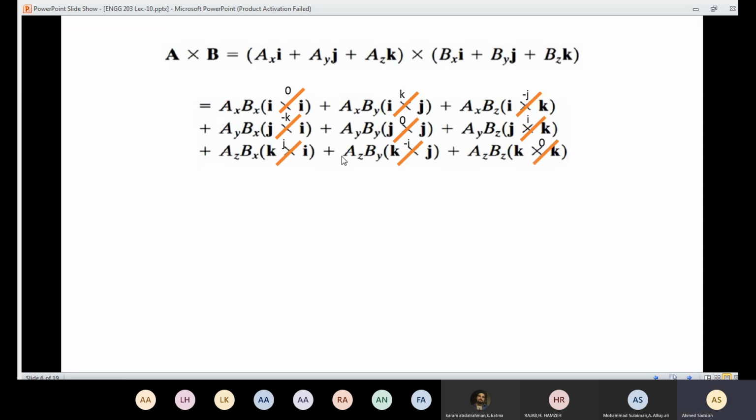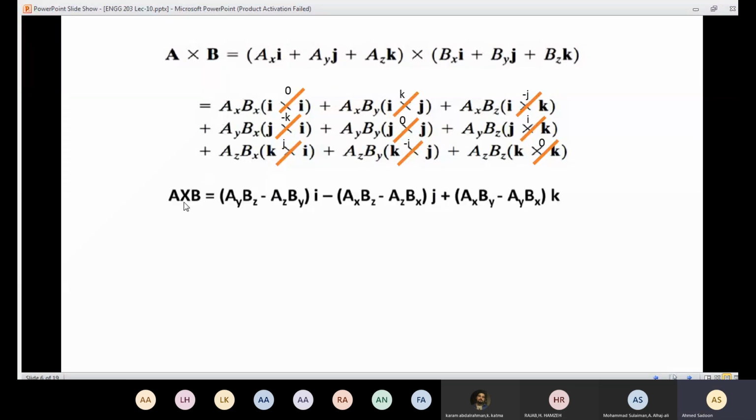So now I have k and minus k, and I have i and minus i, and I have j and minus j. I want to simplify the equation here. I'm going, of course, to start with the i. I have i here, which is negative, and I have i here, which is positive. So I'm going to take i as a common factor. This part is going to be positive, and this part here is going to be negative.